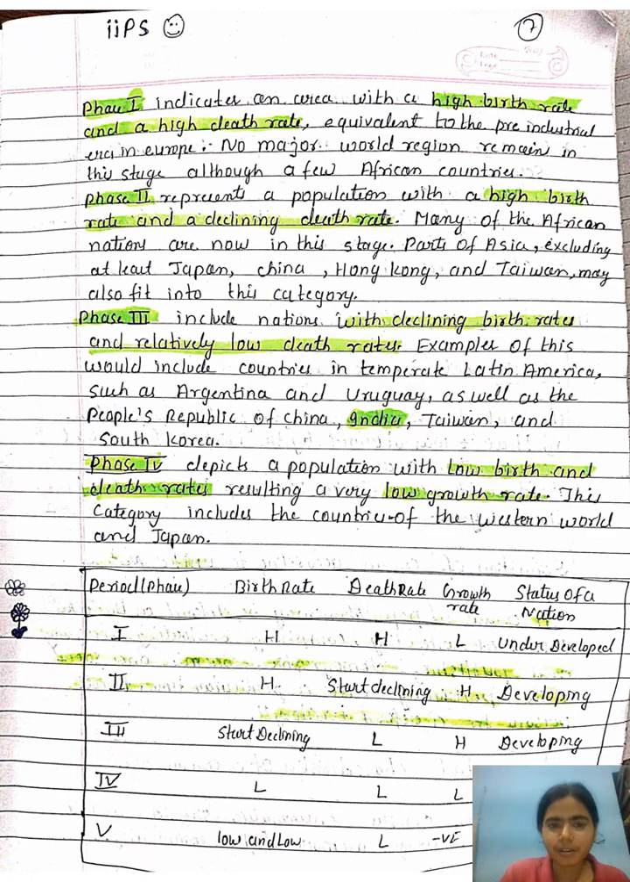So phase 1 indicates an area with a high birth rate and high death rate, equivalent to the pre-industrial era. Phase 2 indicates a high birth rate and declining death rate. Phase 3 indicates a declining birth rate and relatively low death rate. Phase 4 has low birth rate and death rate.